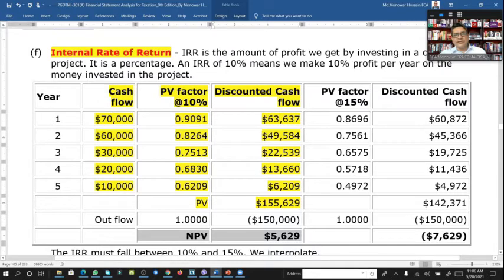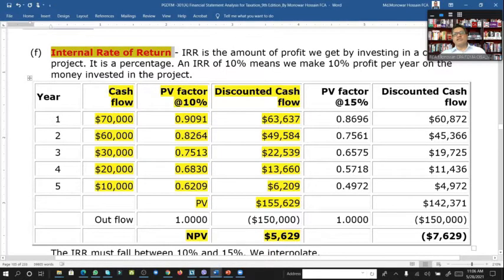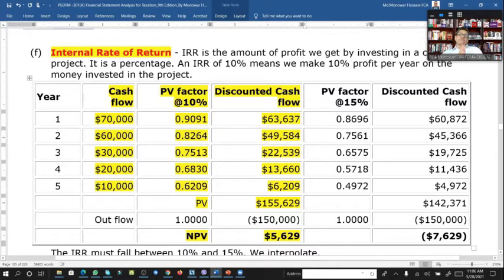So NPV, as we calculated in the previous one, we get 5,629 net present value. When we go for internal rate of return calculation, in this setup we require a minus NPV and a plus NPV for adjusting the break even. So how will we get a minus NPV? If you increase the PV factor, then we will get the minus one.